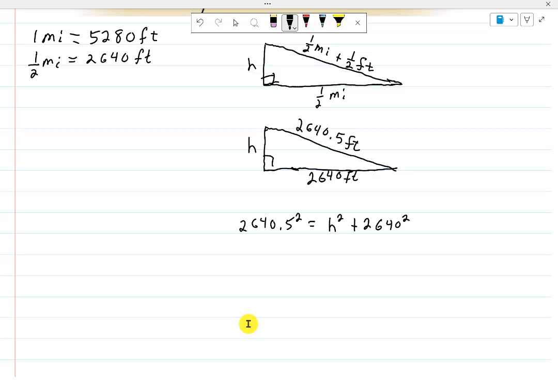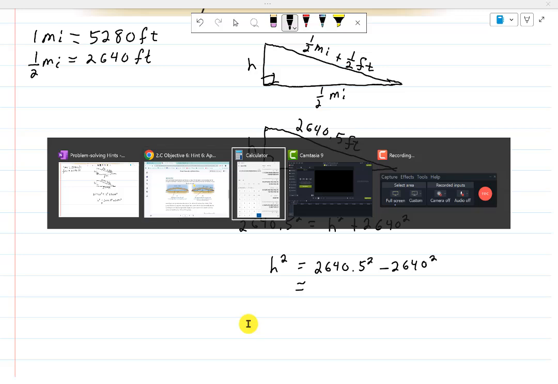And so then if I want to get h squared by itself, this is the calculation I'll do. 2640.5 squared minus 2640 squared. When all is said and done, I'll take the square root of it to get the value of h. So let's go ahead and use the calculator to get these numbers.